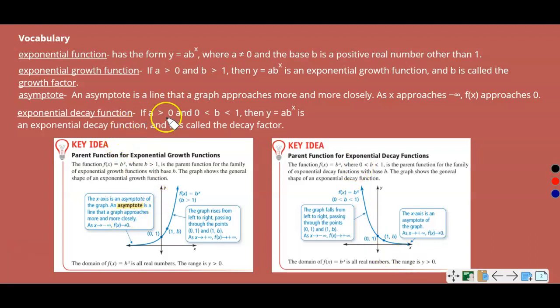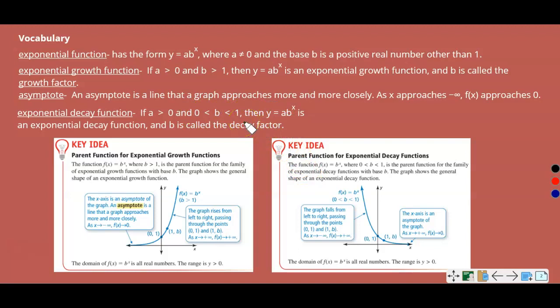If a is greater than 0 and b is between 0 and 1, then y equals a b to the x power is an exponential decay function, and b is called the decay factor. So remember, b cannot be negative. It has to be a positive real number. But if it's a fraction, between 0 and 1, it's a decay.